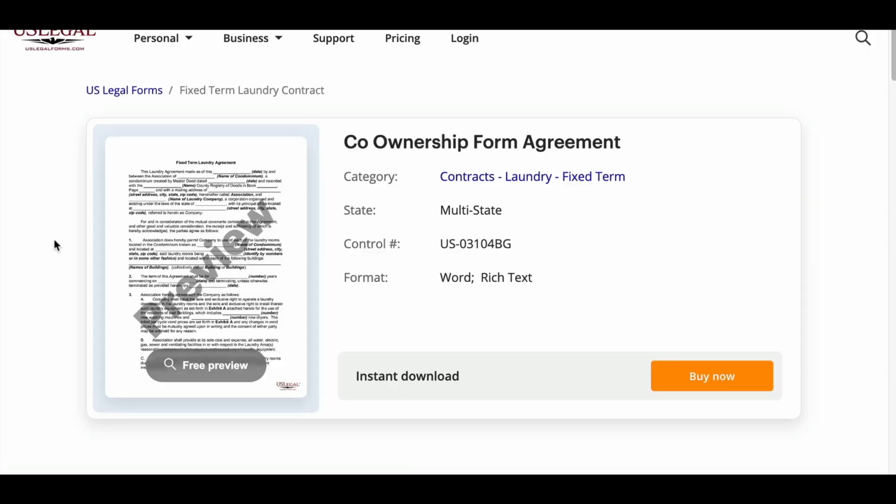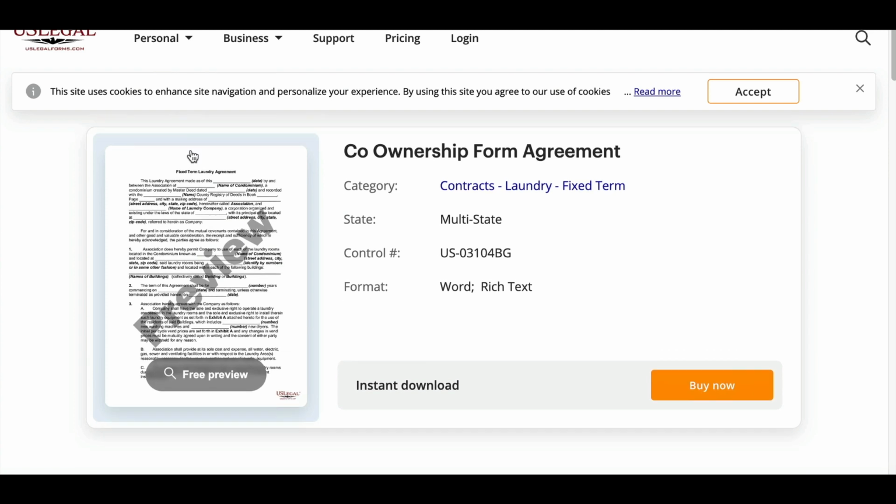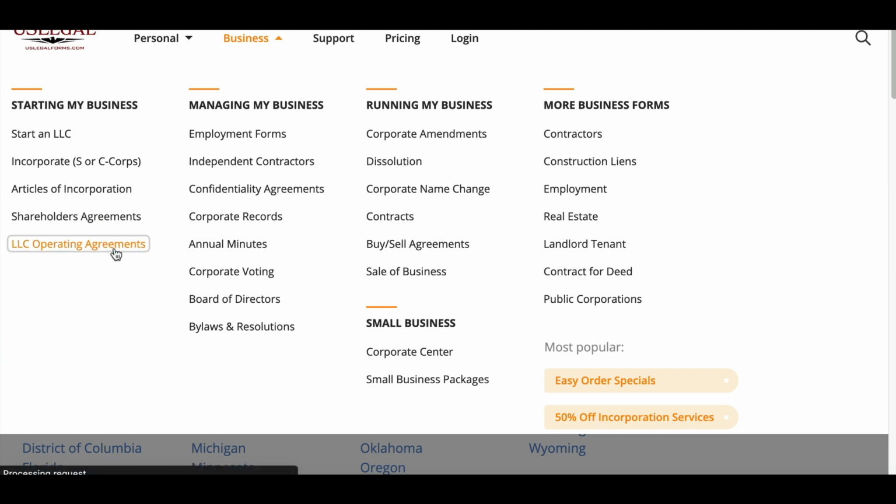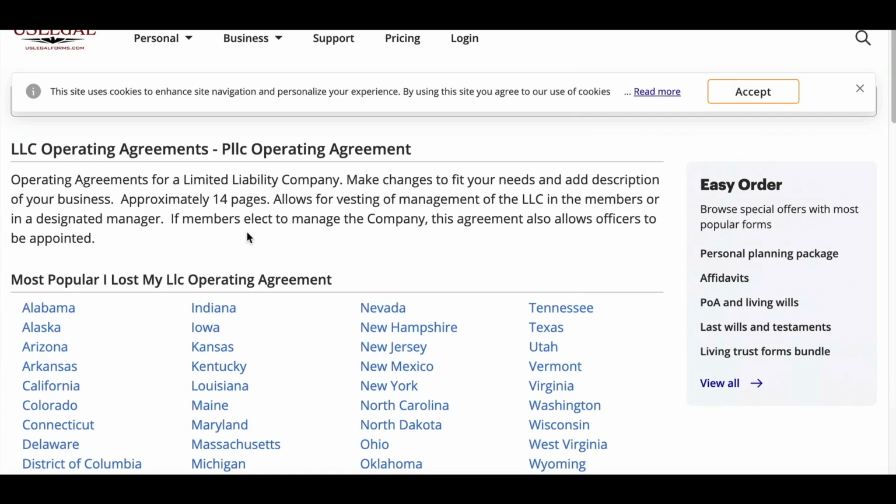USLegalForms. That's one that comes up a lot when you do searches. Co-ownership form agreement. I don't know why this is the first thing that comes up. That's fine. Let's figure out business. No, I don't want a formation package. I just want LLC Operating Agreement. Okay, here we go. Okay, approximately 14 pages.